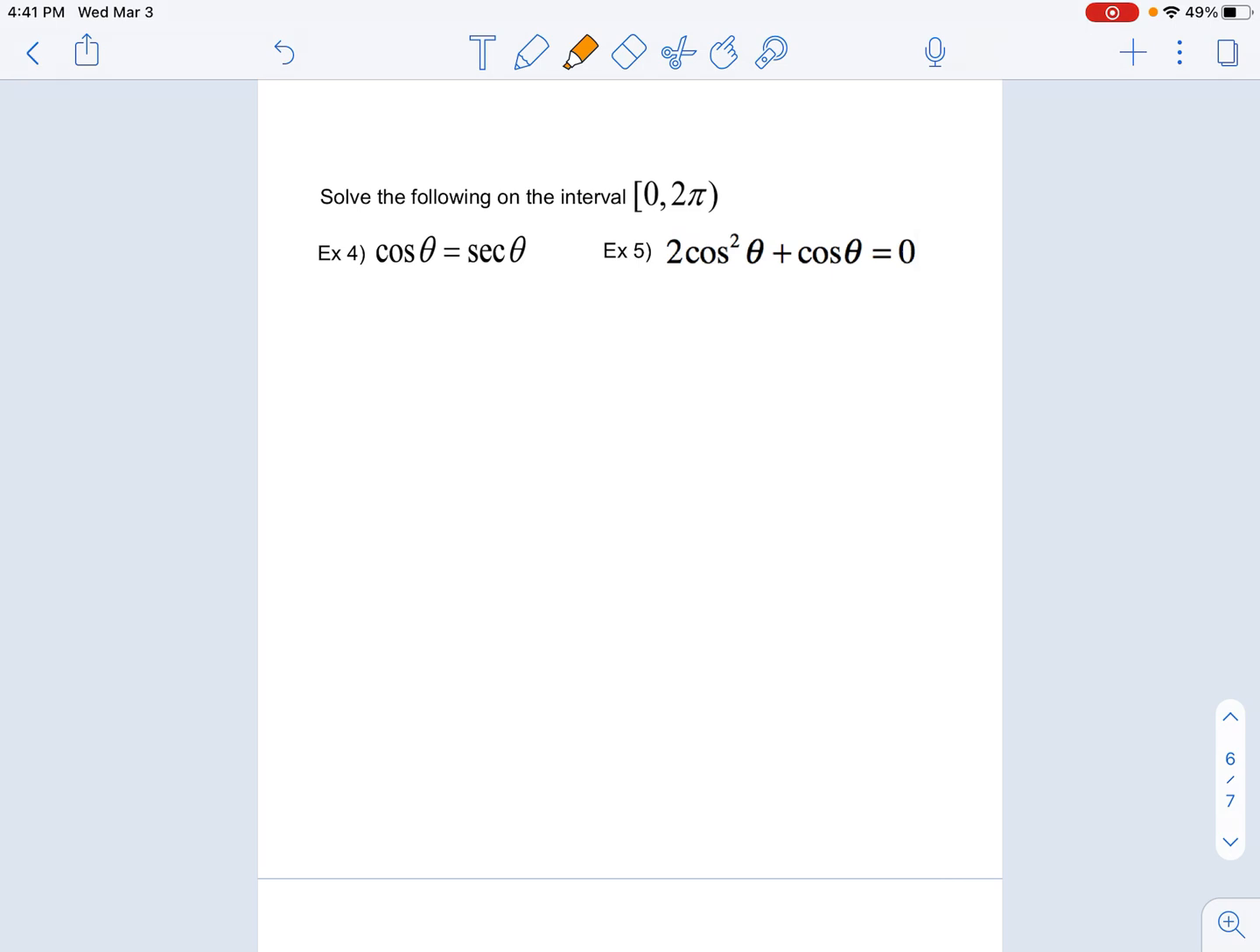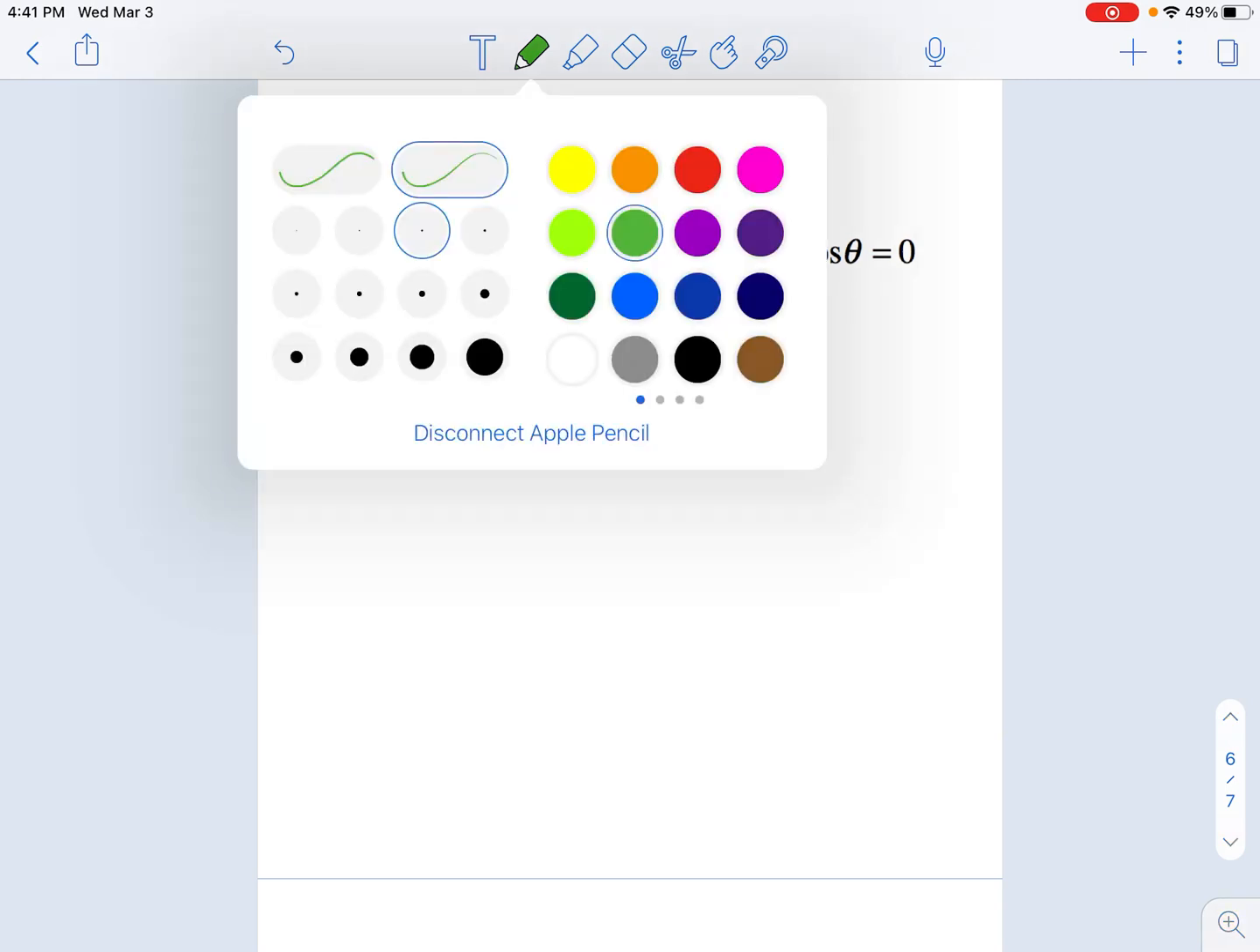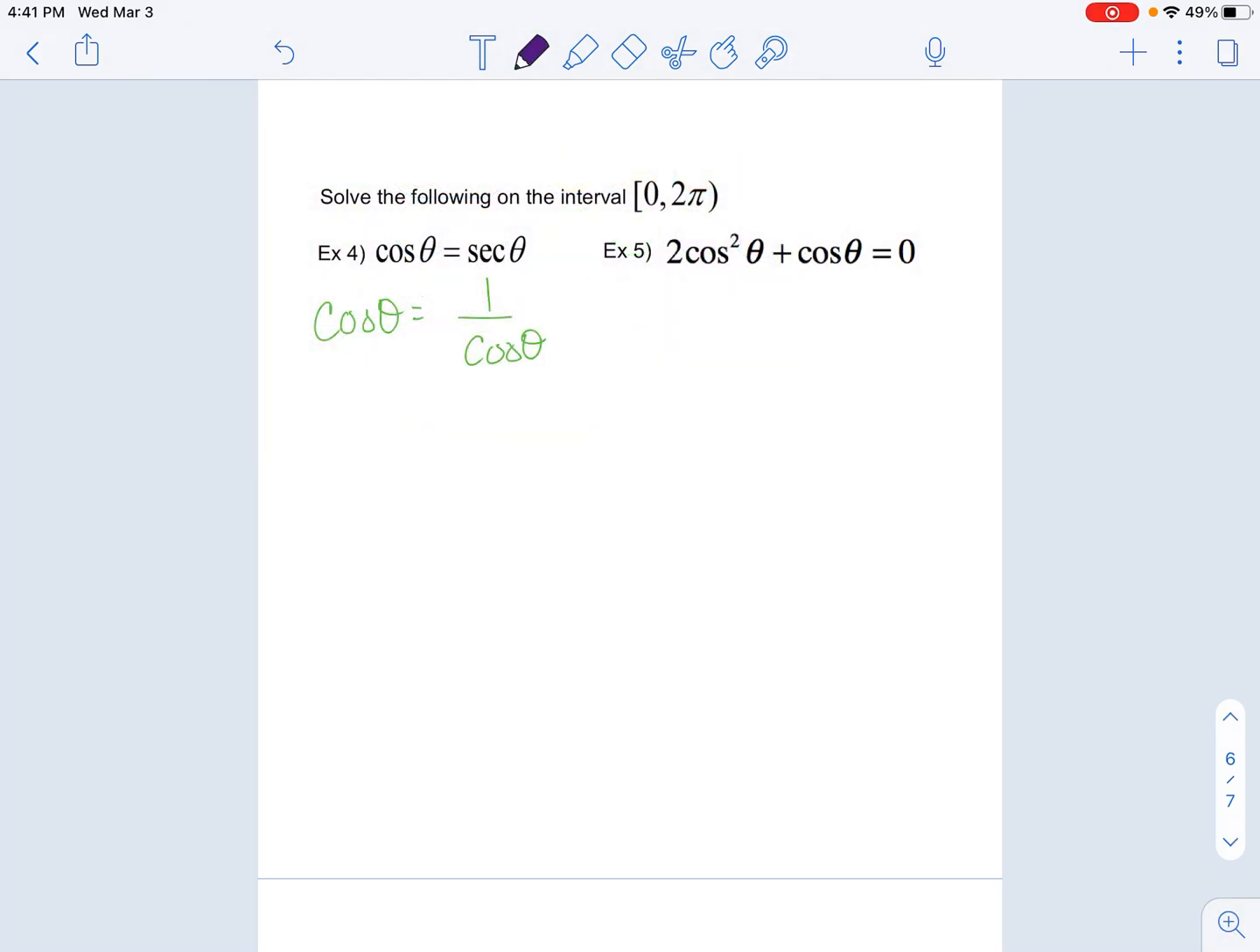So the next one is cosine equals secant. Again, I know that I've got a cosine theta here, and this is 1 over cosine. So this is where we want to multiply both sides, right? Our denominator is cosine, so I want to multiply both sides by cosine theta. That gives me cosine squared theta equals 1. That means I can root both sides, and I'm looking for where cosine equals plus or minus 1.